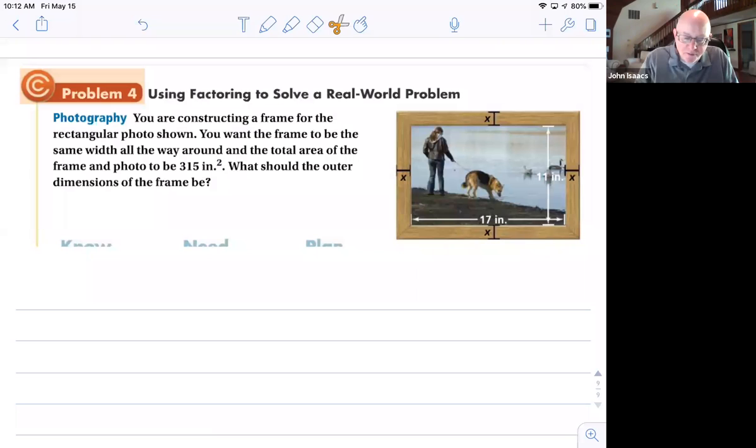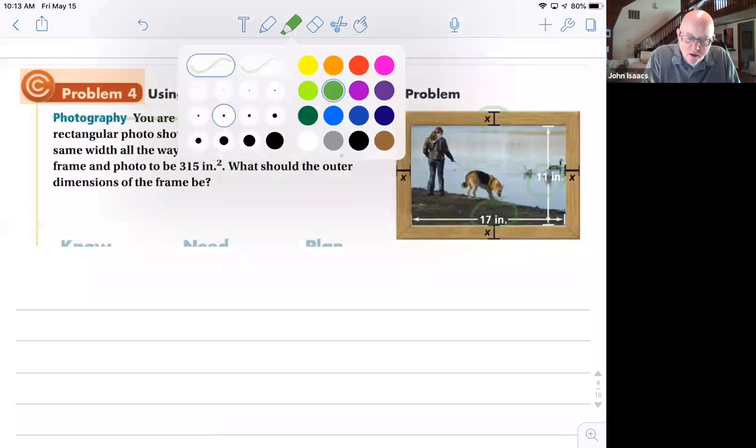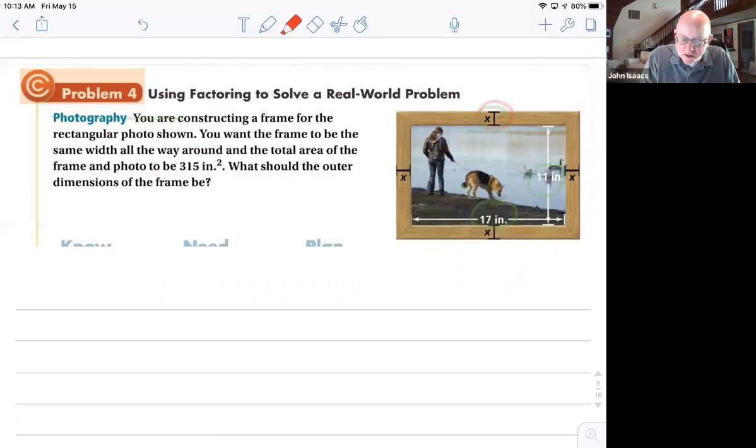So here's an example. I'm looking here at photography. You're constructing a frame for the rectangular photo shown. Notice that the rectangular photo is 11 by 17. They don't tell you that in the problem, but they tell you that in the drawing. You want the frame to be the same width all the way around. So that's where this X is, and this X, and this X, and this X. So that would be the width of the frame all the way around.